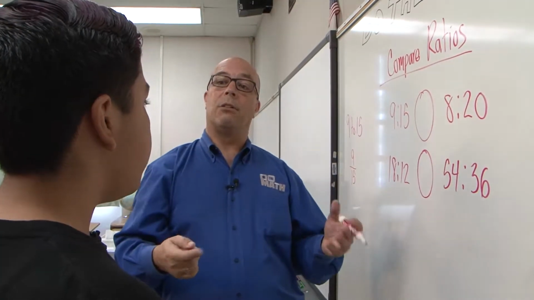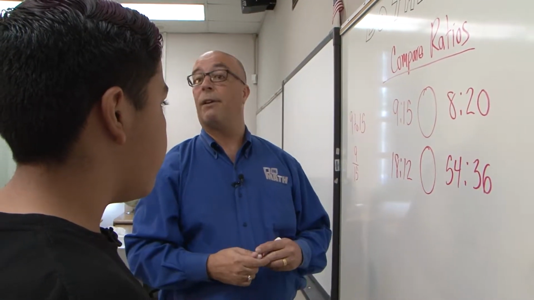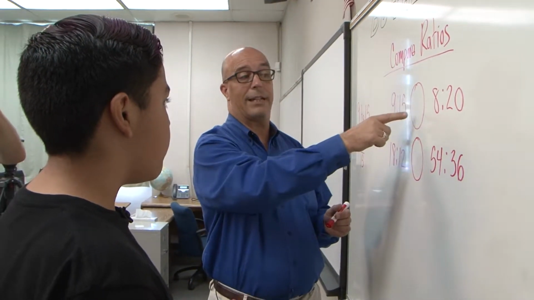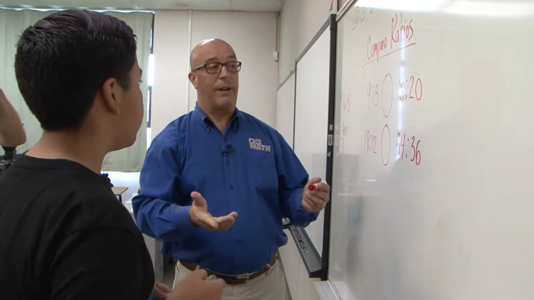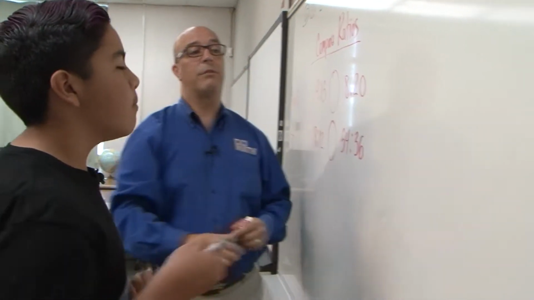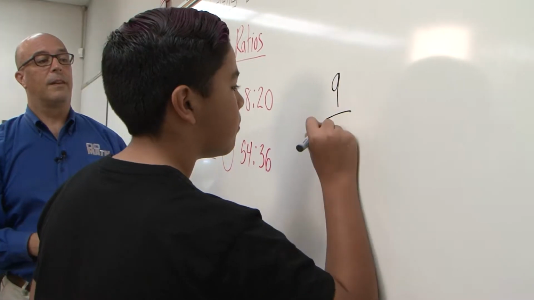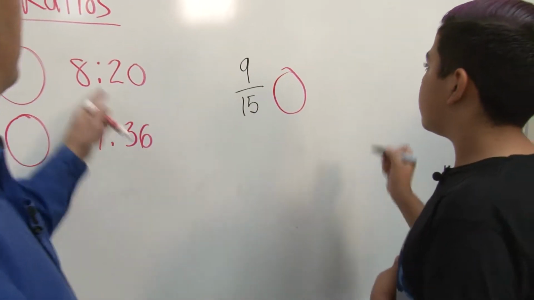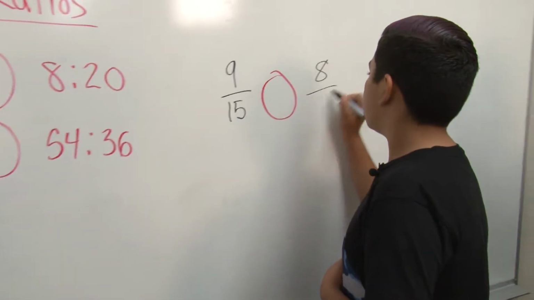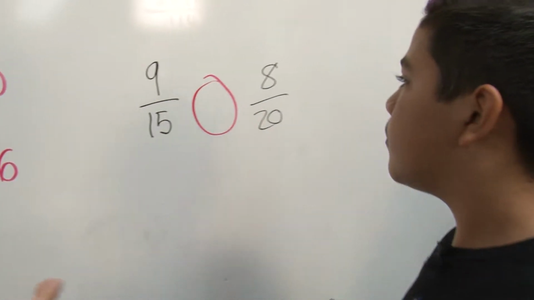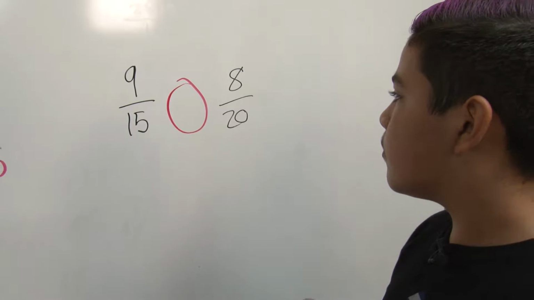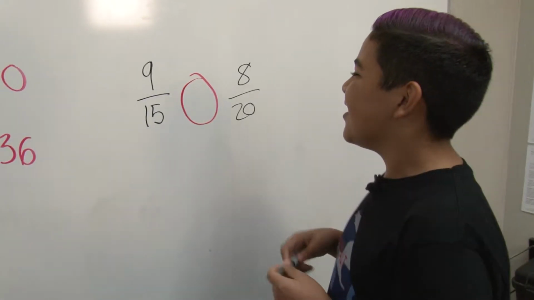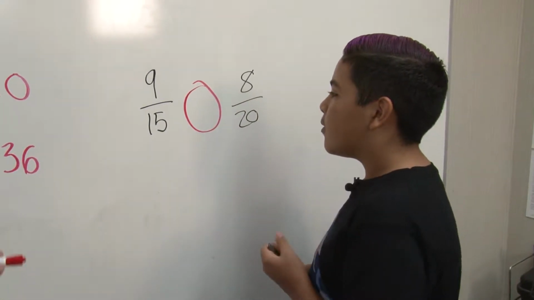So how would you like to go about working on this problem to figure out if this is greater than, less than, or equal? With the fractions. With the fractions? All right, so go ahead and put the first one, 9 over 15. And then we'll put this in there so we can put our symbol, and then 8 to 20. So how are you going to figure out which is which? Like, how are you going to figure out if they're equal, less than, greater than, or what's going on?